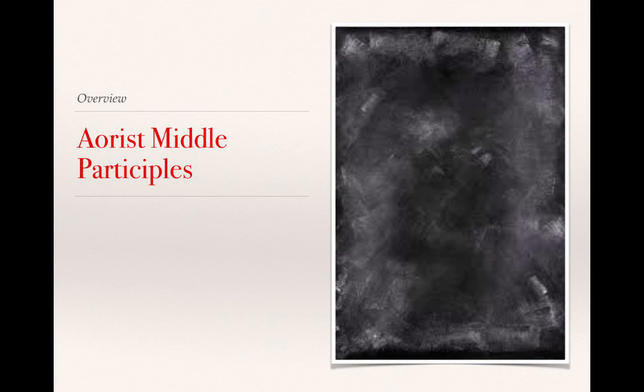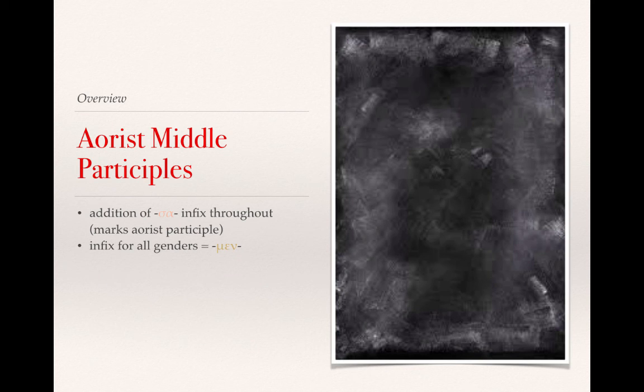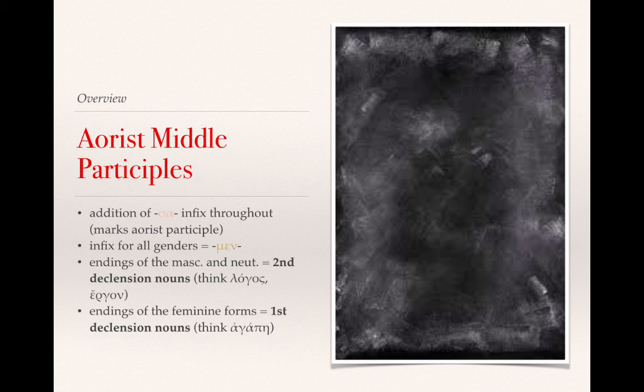Let's discuss the aorist middle participles. Again, let's begin with some general rules or some things to look for. The first is we are going to have the addition of the sigma alpha infix throughout again. And like the present middle participles, we will also have the infix men for all genders. And then the endings for the masculine and neuter will resemble those of second declension nouns, just like logos or ergon. And the endings of the feminine forms will resemble first declension nouns like agape.